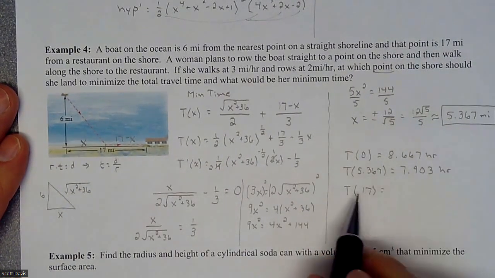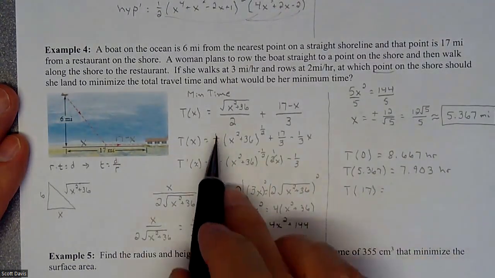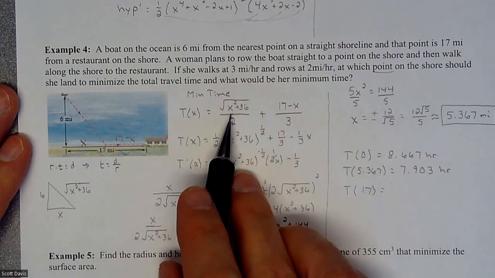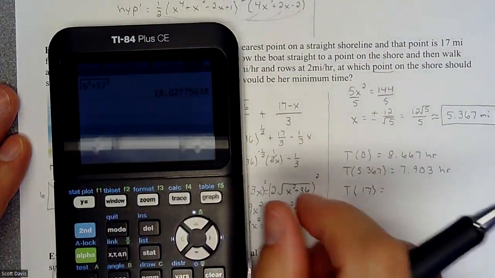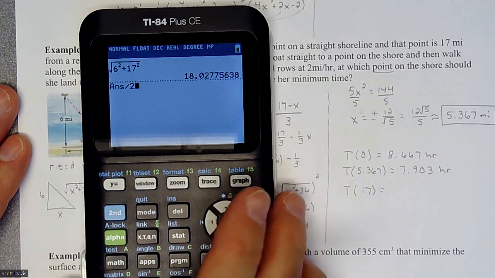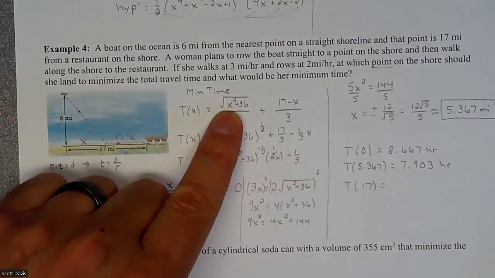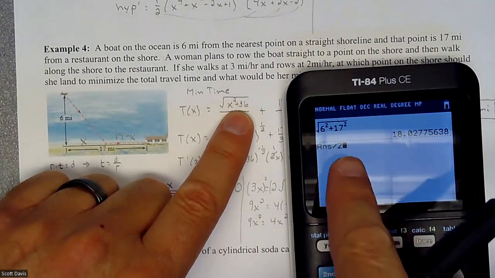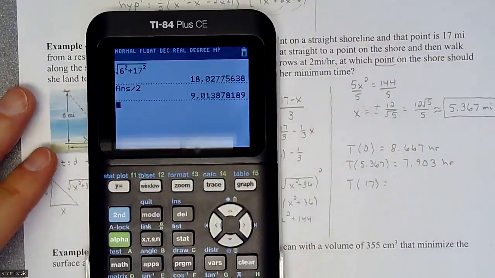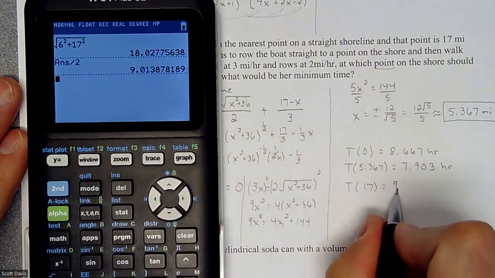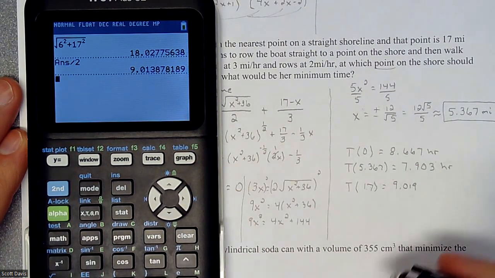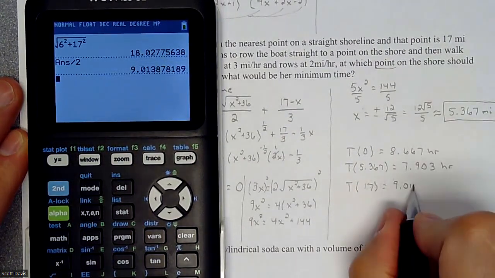And so if I did that, her distance would be that, but we would be plugging it into this equation. So we would take 17 squared plus 36, which is what we have here, the Pythagorean theorem, and then divide it by 2, and that would give us the time that it takes, which is 9.019.